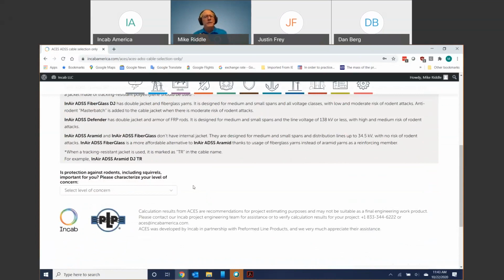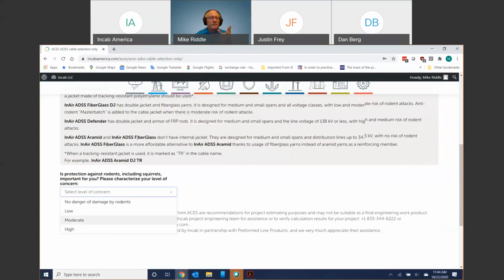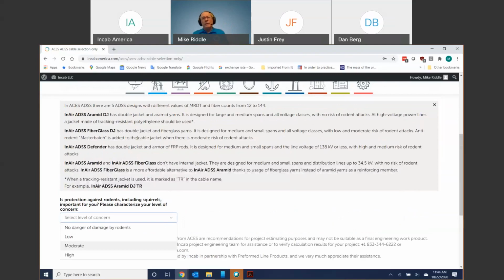And ADSS cable selection starts with this question: is rodent protection a concern for you? And the answers are: no, I'm not worried about it; a little bit of a concern; it may be more of a concern; or it's definitely a concern for me. And that is a direct bearing on the cable selections for us. And by the way, the reason that we do that is the UTC has just published a white paper, and of course I kind of had inside information about what it was going to say.